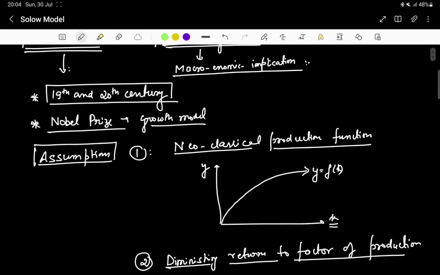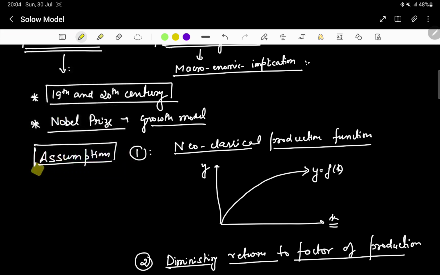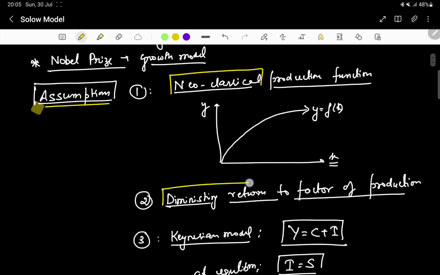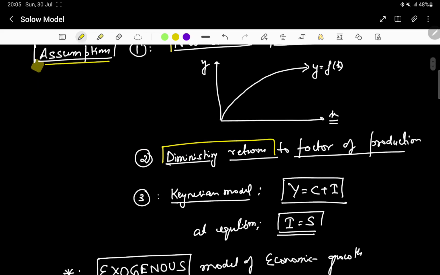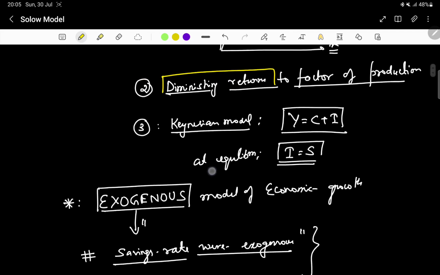Write the assumptions that I have written here. Just remember, assumptions are important. You need to be very thorough about the assumptions which are here. So remember these assumptions. Neoclassical, you should highlight it. Then diminishing returns, two factors of production, Neo-Keynesian model, assumption of demand side was there. At equilibrium, this was assumed.